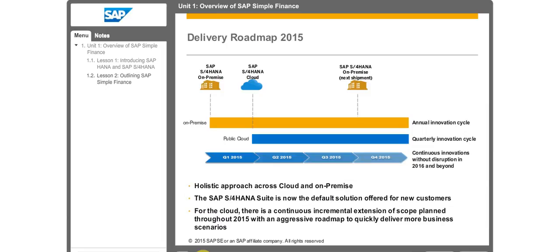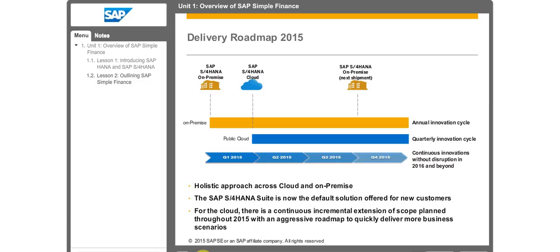The delivery roadmap of SAP S/4HANA for 2015. SAP S/4HANA was introduced in the first quarter of 2015 with the on-premise edition. The Cloud Edition was introduced late in the first quarter of 2015. The Cloud Editions receive quarterly innovations, and the on-premise editions work on an annual innovation cycle with interim support packages.